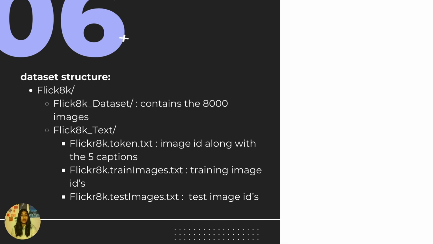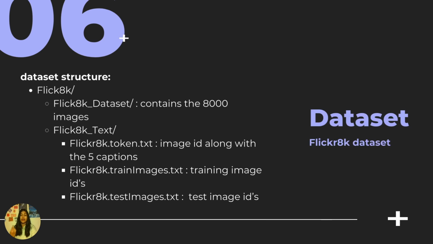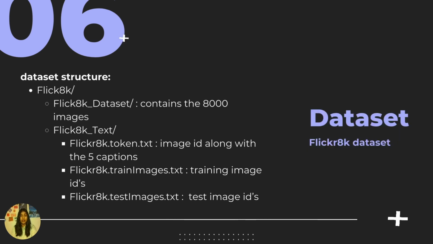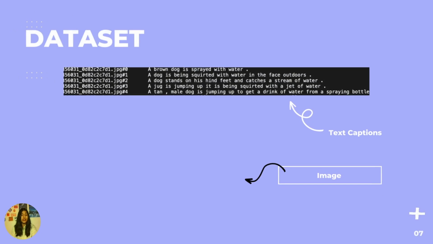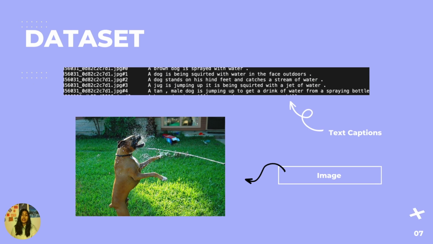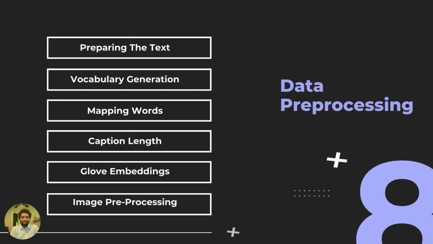It contains two types of data, images and five captions for each image ID corresponding to the images. So here is a sample from the dataset, an image of a dog and five captions describing it in different possible ways. Now let us look at the data preprocessing. My teammate Bharat will take on from here.